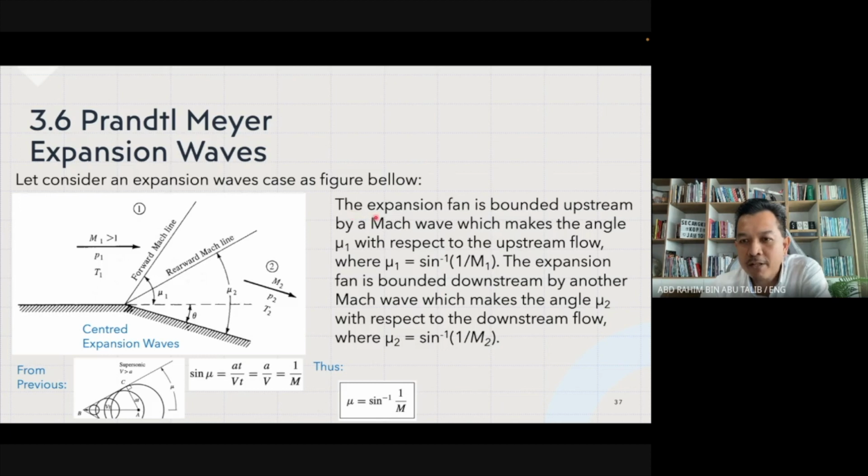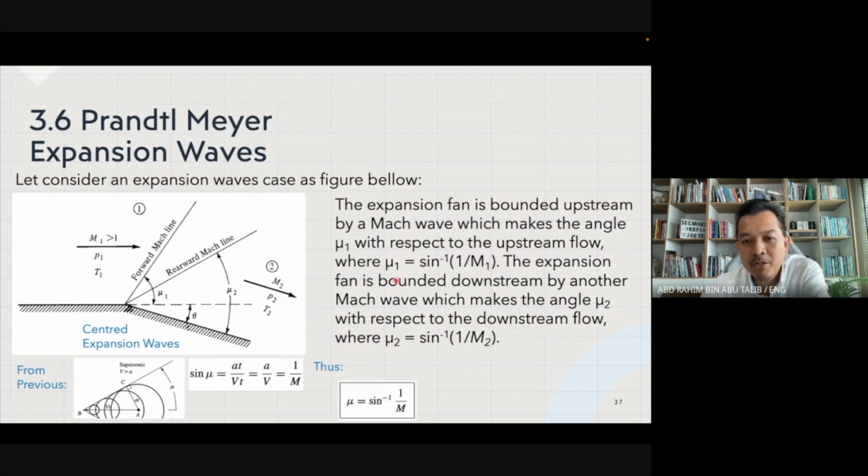The expansion fan is bounded upstream by a Mach wave, which makes the angle mu1. This is the angle mu1, right? With respect to the upstream flow, where mu1 equals sine to the power minus 1 of 1 over the Mach number at region 1.